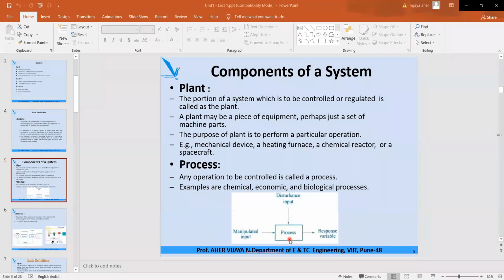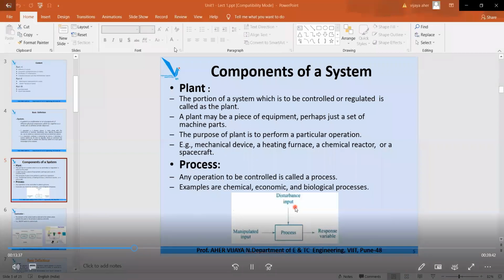And that's why the name given to the input is manipulated input, and the name for the output of your process is response variable, along with the second input, that is disturbance. That can be an internal or an external disturbance. Disturbance is nothing but a sort of noise, similar to your communication system. In a communication system, there are noises, white noise, and various types of noises. Similarly, here also, disturbance is a sort of noise.